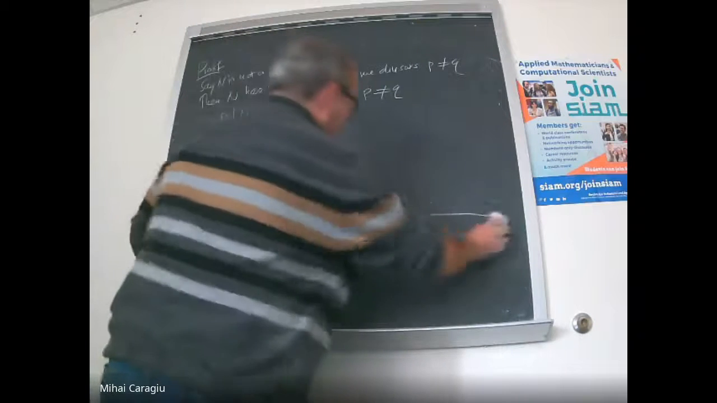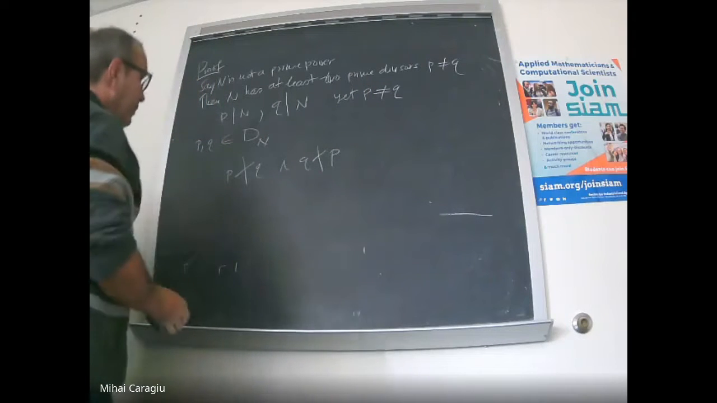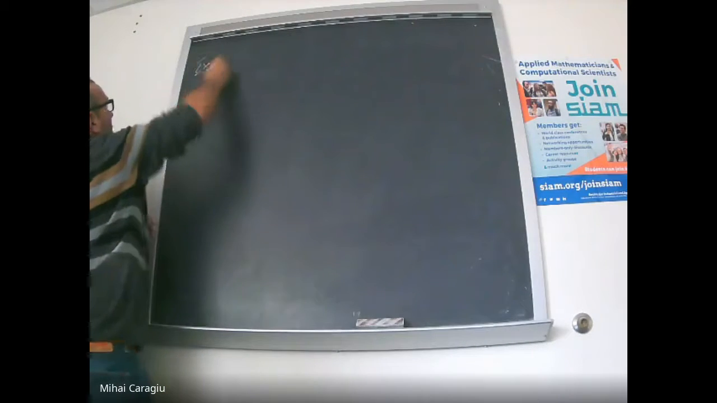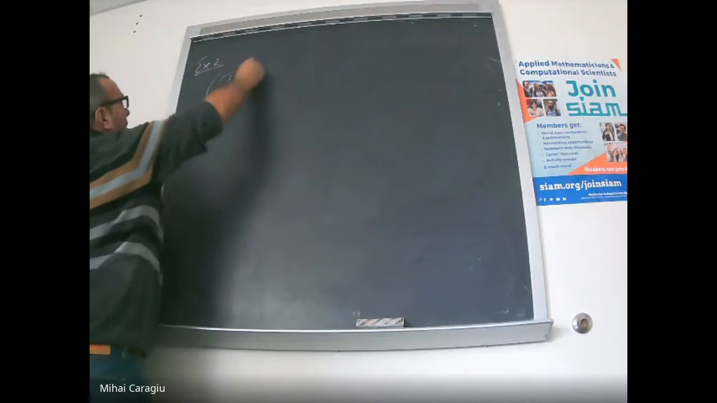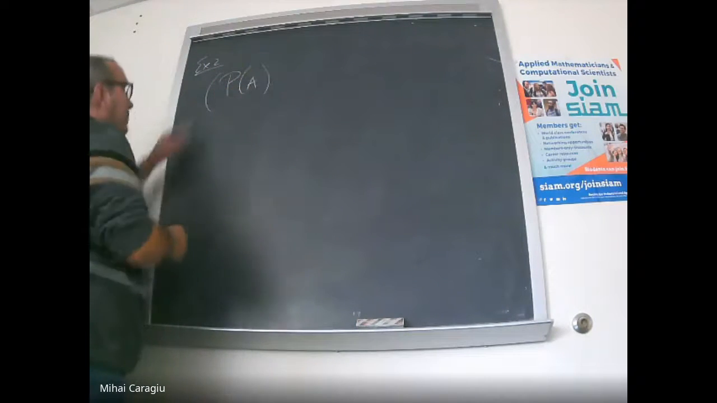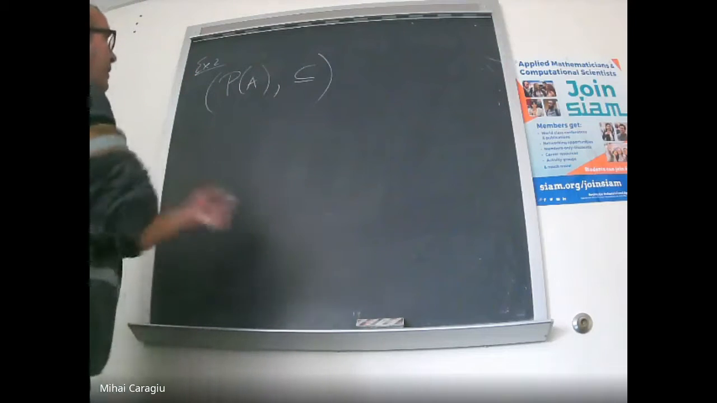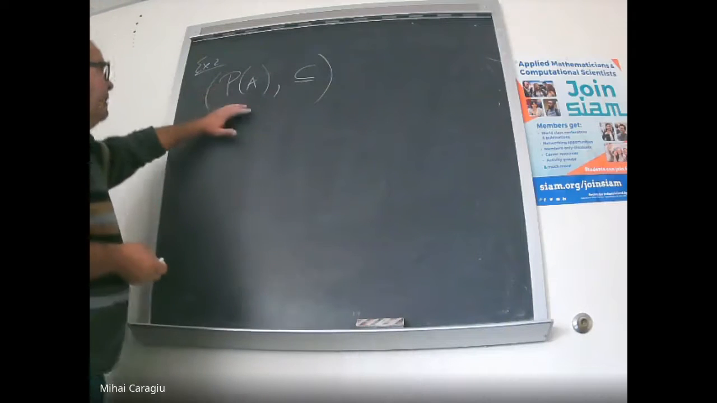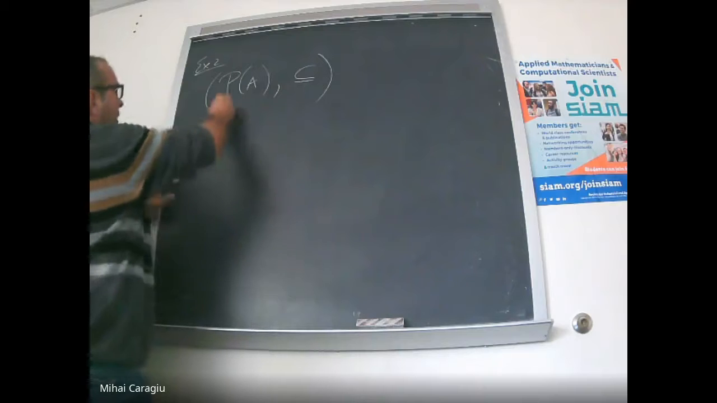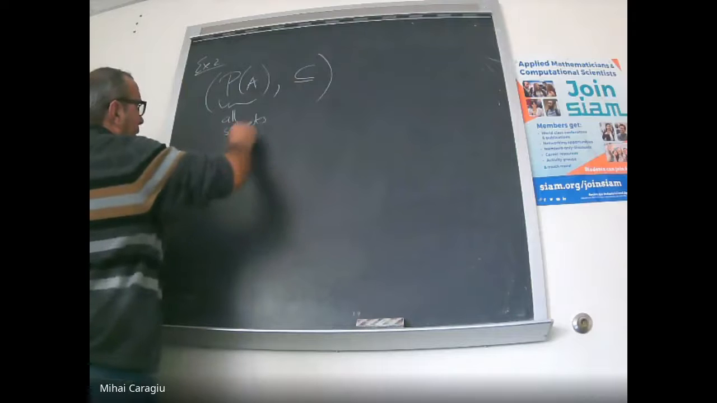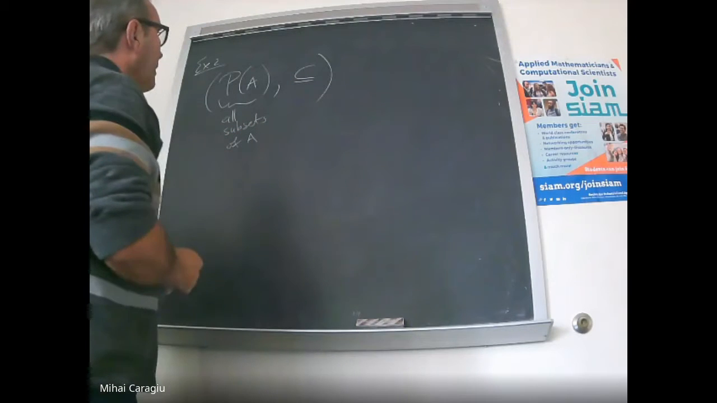Another example. What about the previous example used with subsets? So let's see another example too. The power set of a set A, so all subsets of A, with the order relation being the inclusion. That's another example of an ordered set. The set is the power set of a set A, so all subsets of A, and the order relation is the inclusion.